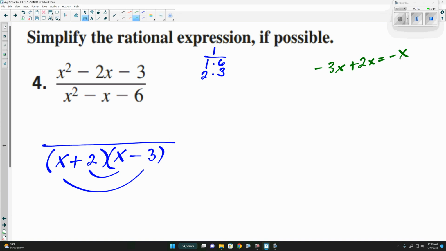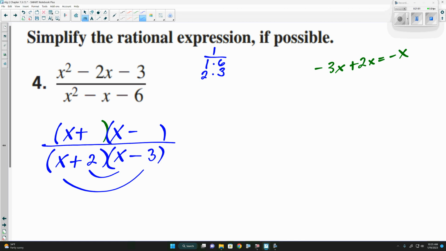Now we can factor the numerator. Now there is no greatest common factor, so we can do our 2 sets of parentheses. Since the 3 is negative, our signs are opposite. One's positive, one's negative. Only factors of x squared are x and x, yes? What are the factors of 3? 1 and 3. We only have one set, yes?